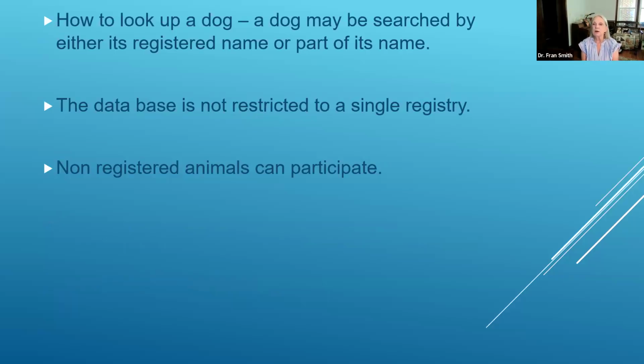So we're going to look up a dog. How will you do that? We're going to go to the OFA website. You can search it by its registered name or part of its name. And you should know that if you submit results of radiographs to OFA, when you sign your form, you are allowing the OFA to publish all normal results.